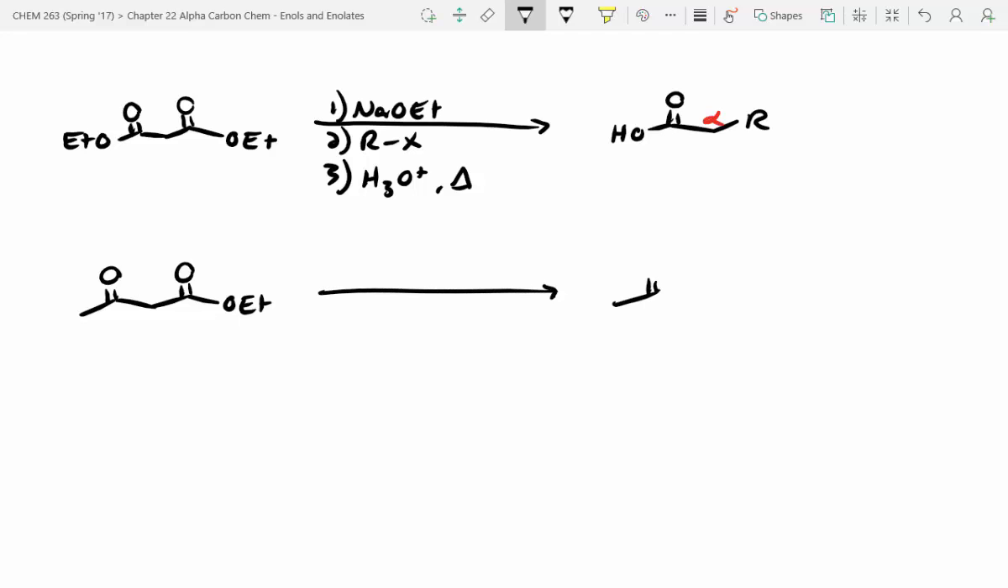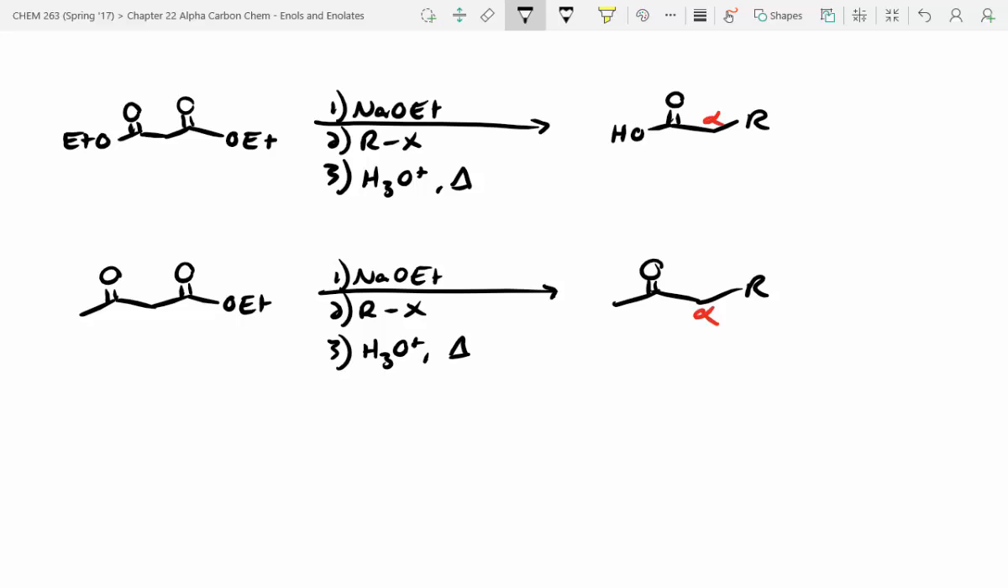And with this one, you get an alpha alkylated ketone. And same sort of thing. We use sodium methoxide, the same base that's our leaving group for our ester. We don't want any transesterification. Then we do an SN2 reaction for alkylation. And then in step 3, we treat this with acid and heat.